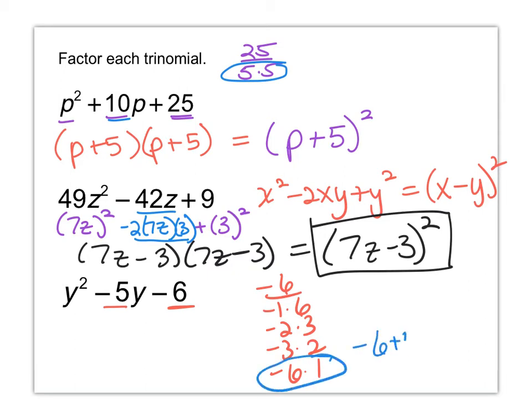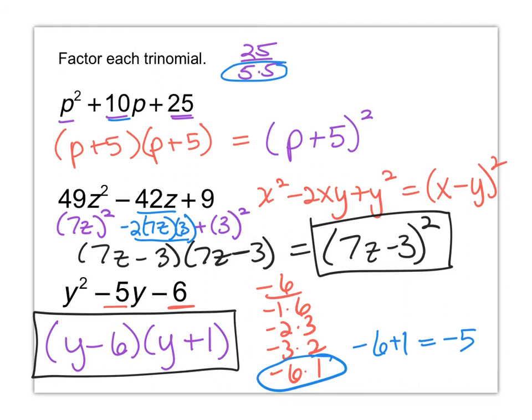Because negative 6 plus 1 gives you that middle term of negative 5, those are going to be used in our factors. One factor can be written as y minus 6, and the other factor y plus 1. This is our answer in factored form. And you can always check these by doing the multiplication to see if you get back to the original polynomial.